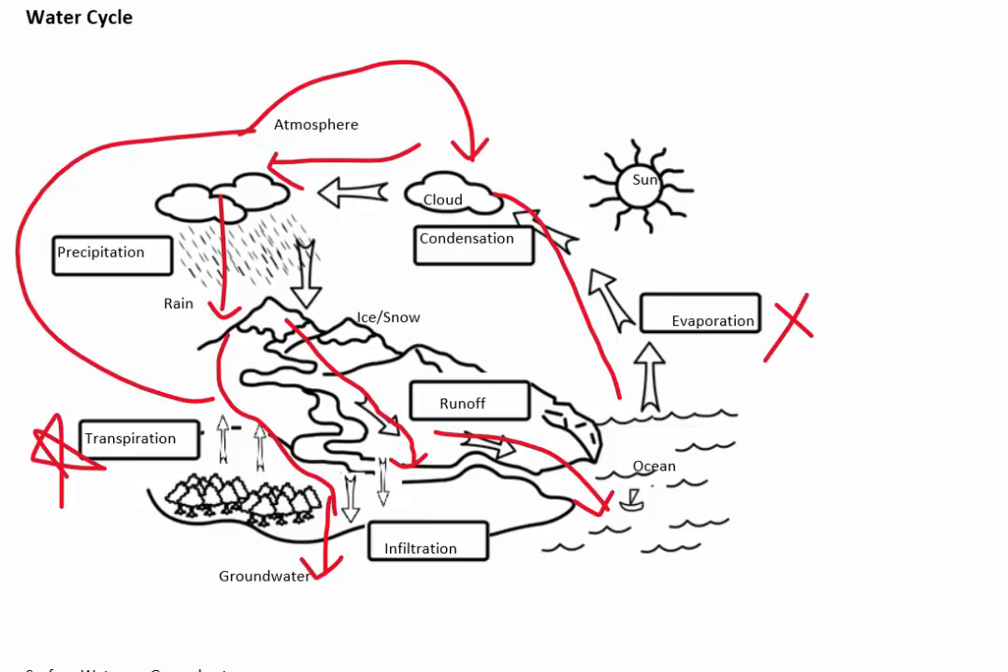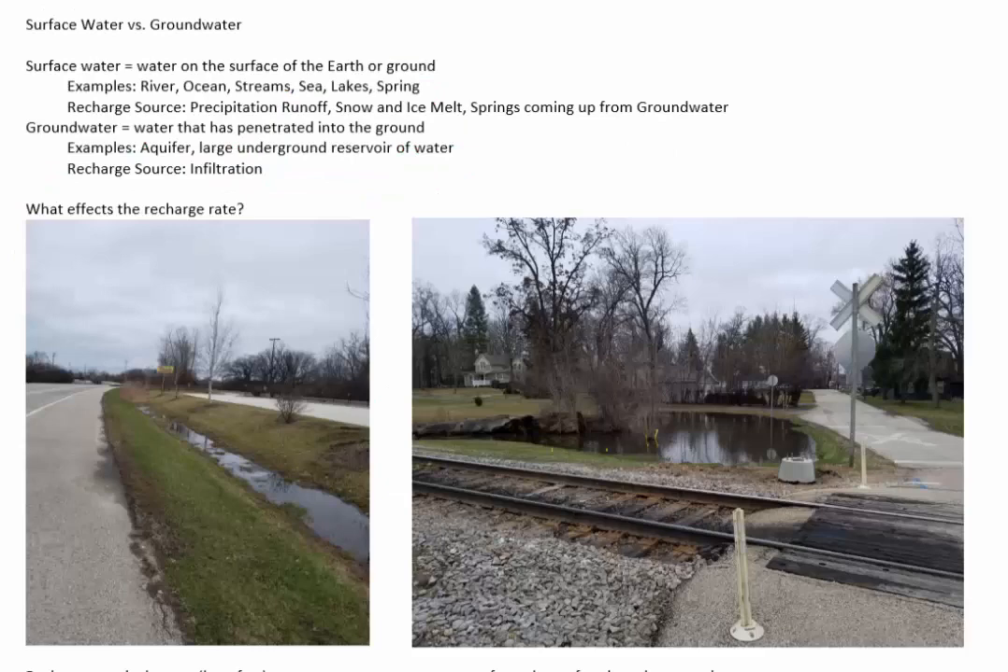Now we're going to talk about the difference between surface water and groundwater. Okay, so surface water, groundwater. This is not going to be difficult. It's actually really straightforward. Surface water is water that's on the surface of the earth or on the ground. Groundwater is water that has penetrated into the soil, into whatever ground you're standing on, and actually goes down into what we will call the water table or aquifers. We'll get into that in a little bit.